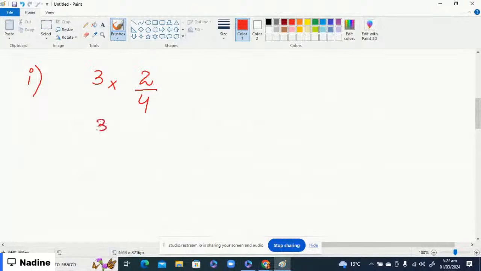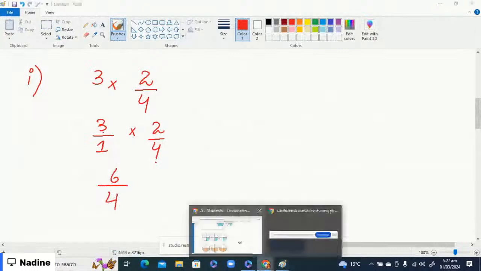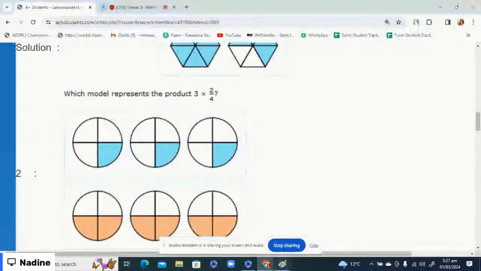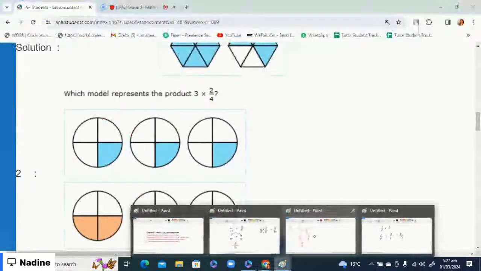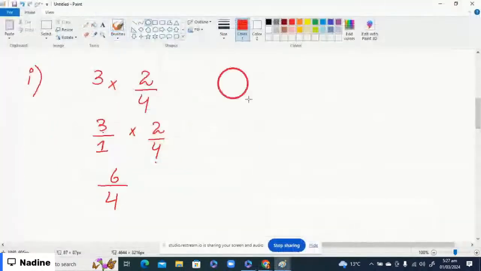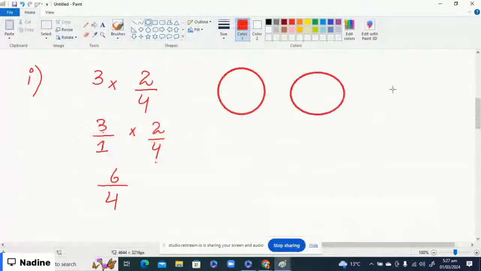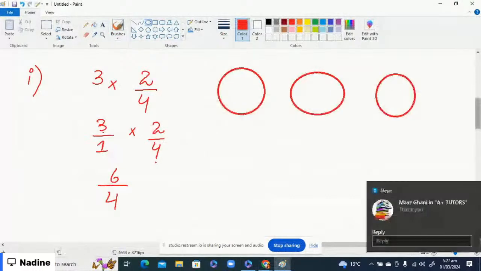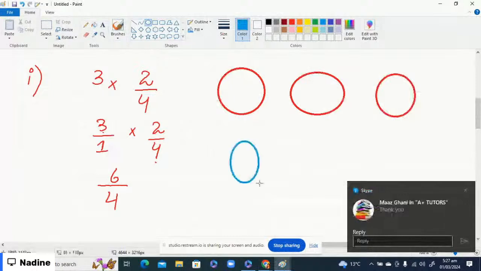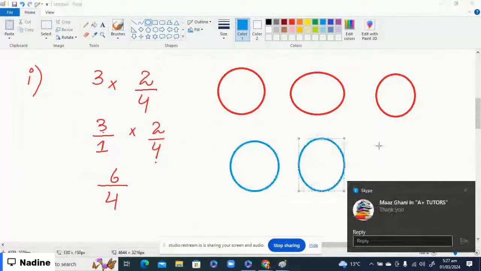What's the answer? This becomes 3 over 1 times 2 over 4. 3 times 2 is 6, 4 times 1 is 4. Okay, it means 6 over 4. Let's draw the shape. 3 circles here, then 3 circles are here, and then 3 circles are here.